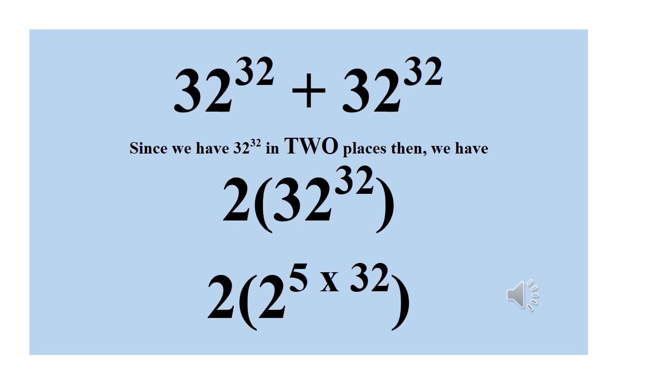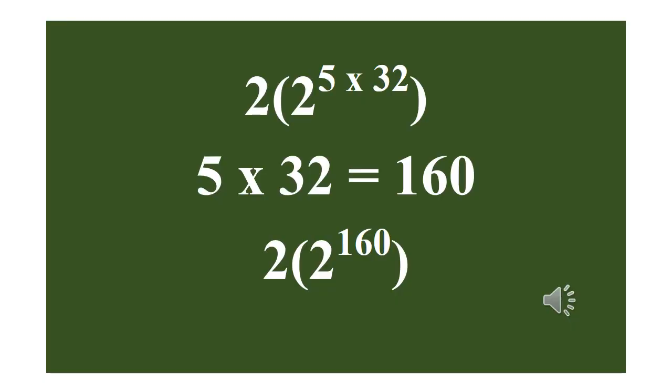So the reason why we factor out the base to 2 raised to power 5 is to have the same base with the 2 of the coefficients. The next thing to be done here is we multiply the power. That's 5 times 32, that's 160. So we now have 2 into bracket 2 raised to power 160, close the bracket.